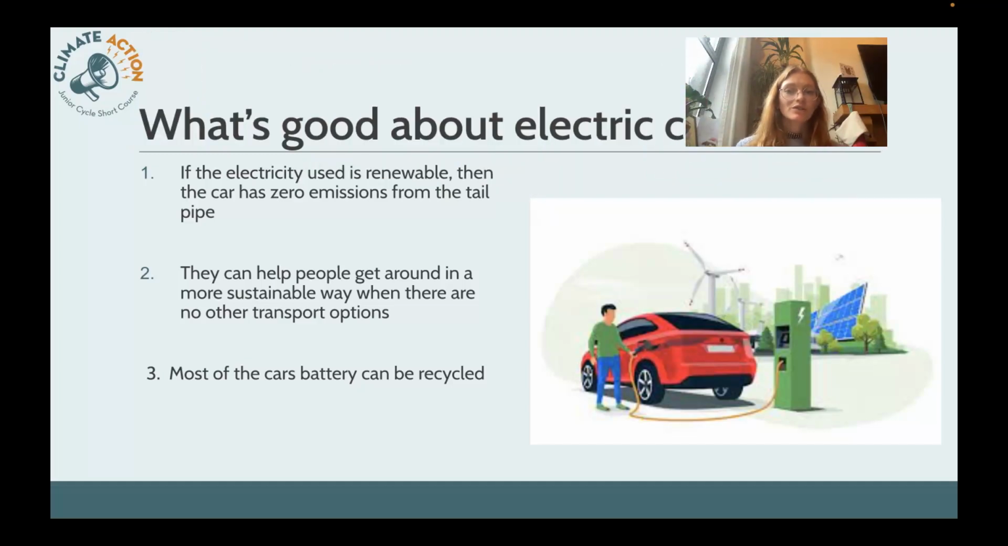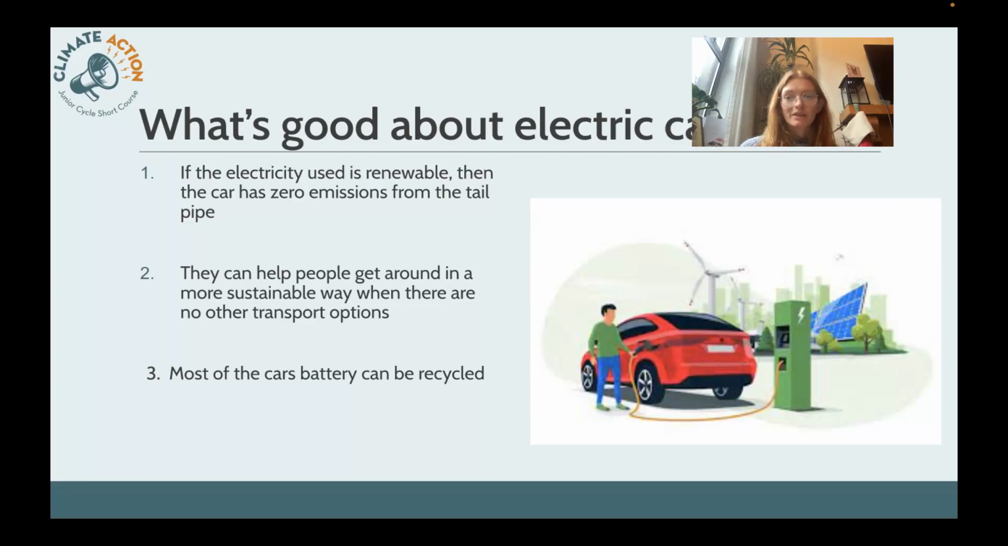So we've got what's good. They're zero emissions, and they help people get around in a sustainable way. Most of the batteries can be recycled. We already have the infrastructure. If the electricity that they are being supplied with is renewable, then it's super, super sustainable.